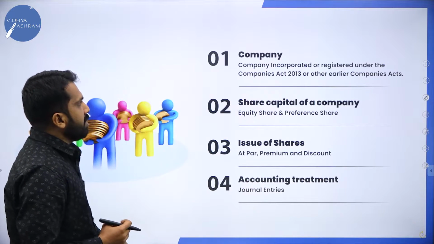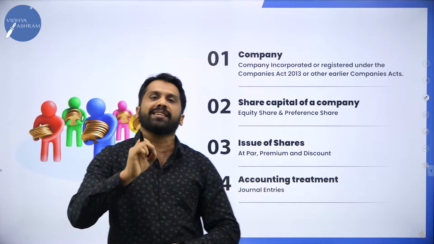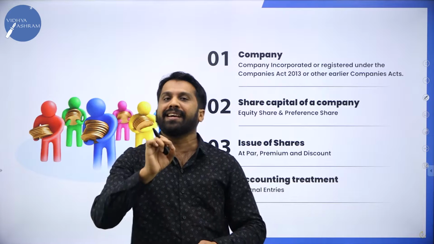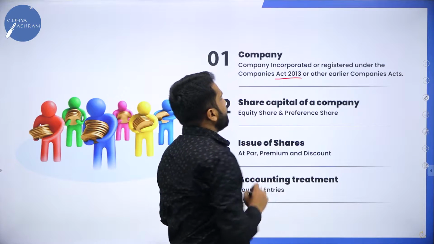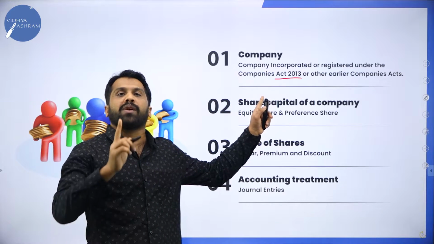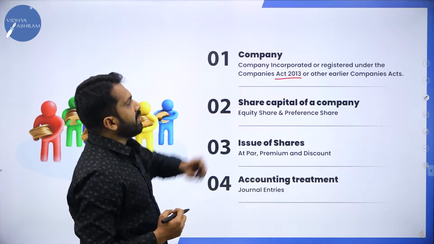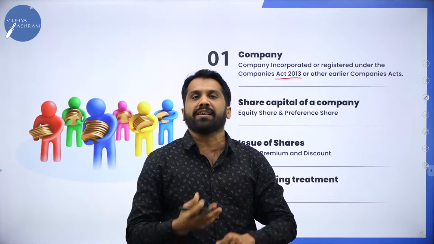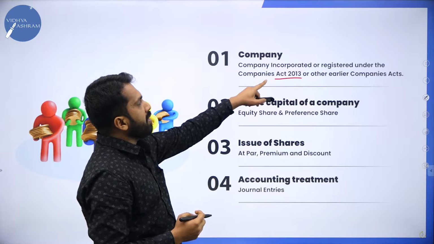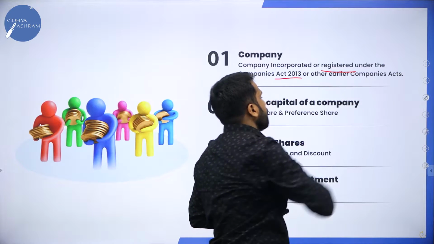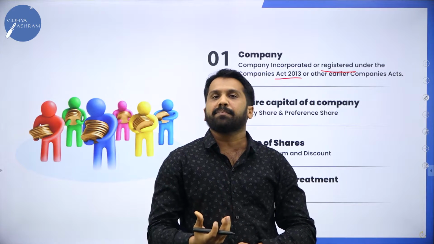Now, company. So what is company? Right now we are following Companies Act 2013. Earlier we had 1956. Now we are following the 2013 Companies Act. So you will get one more question on this. What is company? Now, company incorporated. What do you mean by incorporated? Started. They have started their business. Incorporated or registered under the Companies Act 2013 are called a company.